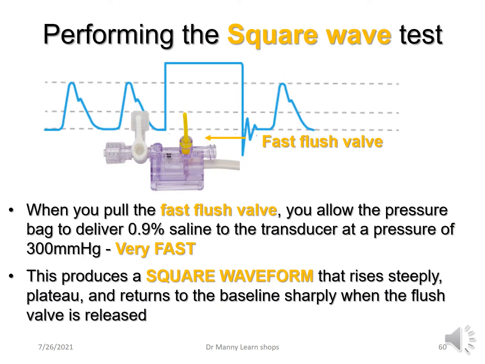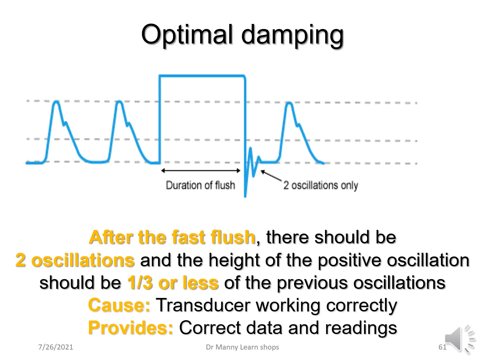Performing the square wave test, when you pull the fast flush valve, you allow the pressure bag to deliver sterile normal saline to the transducer at a pressure of 300 millimeters of mercury very, very fast. And therefore this produces a square waveform that rises sharply, has a plateau, and then returns to the baseline sharply when the flush valve is released by you.